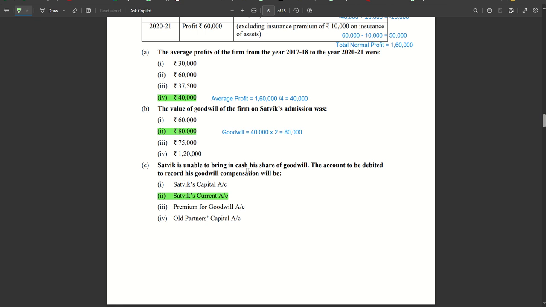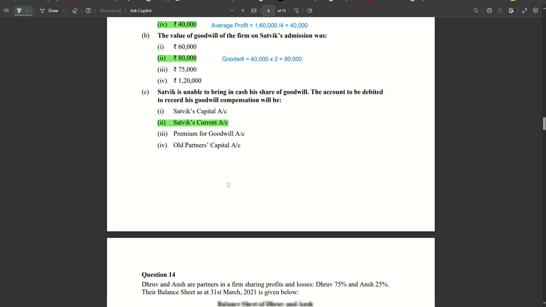Satvik is unable to bring in cash his share of goodwill. The account to be debited to record his goodwill compensation will be Satvik's current account. Whenever a new partner is unable to bring his or her share of goodwill, that is debited to the new partner's current account. So this is again, if you know the concept, things become easy for you.